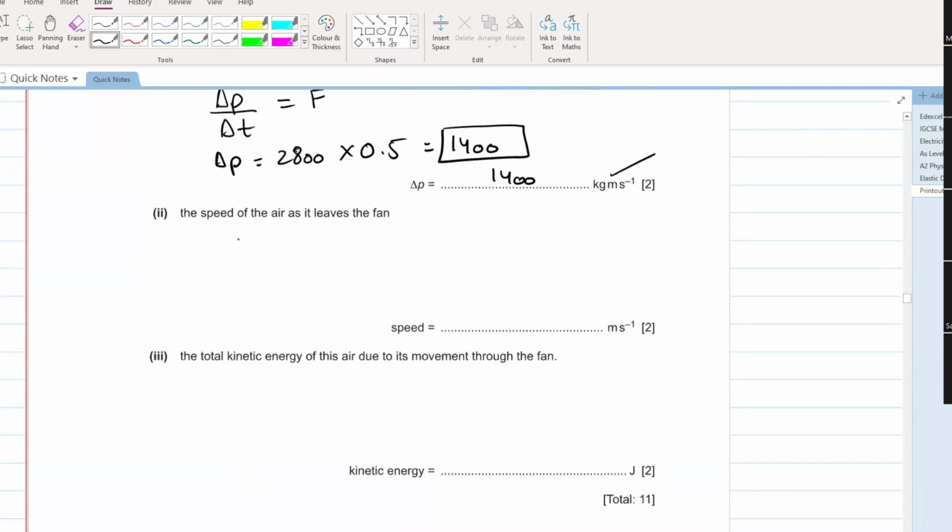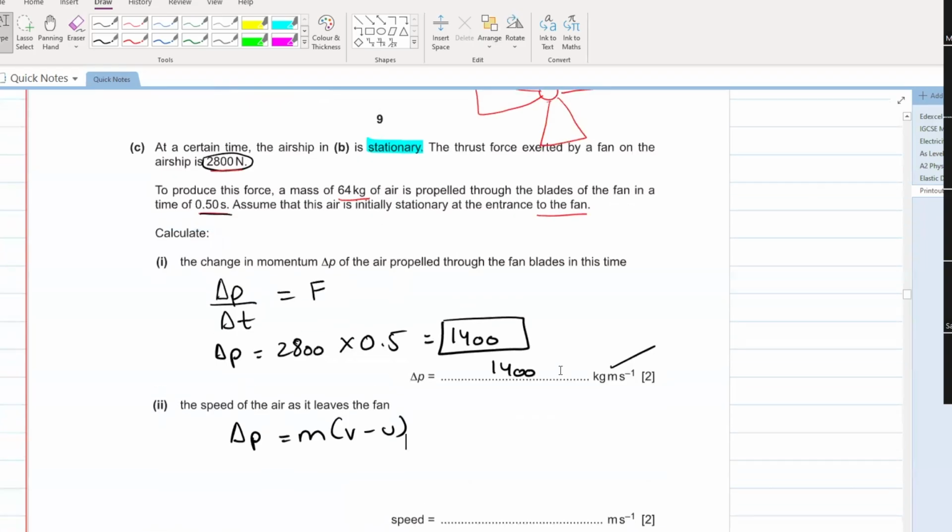Now you can apply that formula. Change in momentum is equal to mass into change in velocity, v minus u. What is the change in momentum? 1400. What is the mass? 64.